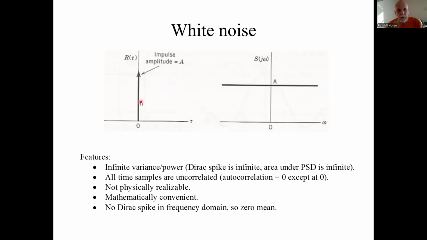And you'll notice the autocorrelation function is zero as tau goes to infinity. It makes it zero as soon as you get away from zero. And there's no Dirac spike in the spectral density. That means it's zero mean. So white noise means zero mean. It doesn't necessarily have to be Gaussian, but a lot of times when somebody says white noise, they really mean Gaussian white noise. But technically, it doesn't have to be Gaussian.